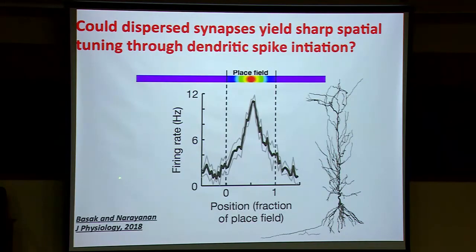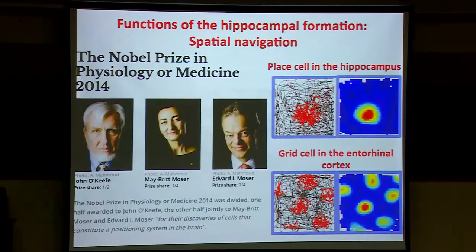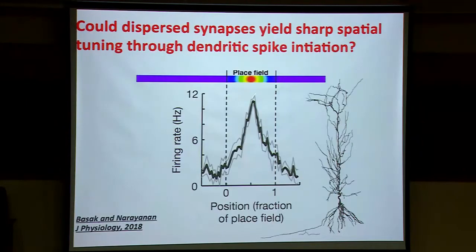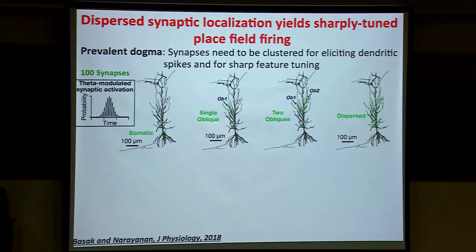So now the question that Reshma asked was with reference to these place cell firings over here. If the animal, instead of running in this two-dimensional arena, is running in a one-dimensional arena, you will have the place field emerging like this. Within that particular place field, you will have a large firing rate, and on either side of it, the cell is basically not firing. Right? So the question that Reshma posed was whether dispersed synapses could yield sharp place cell tuning with dendritic spike initiation. Let me explain that title over there. Right?